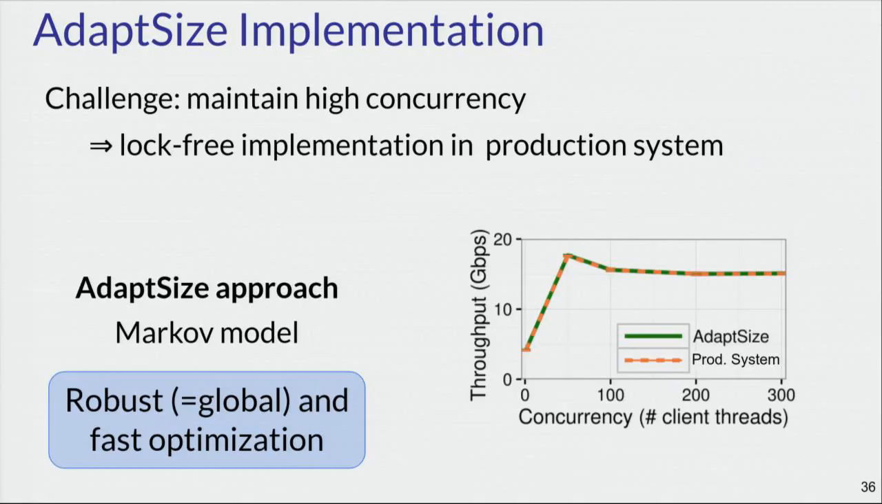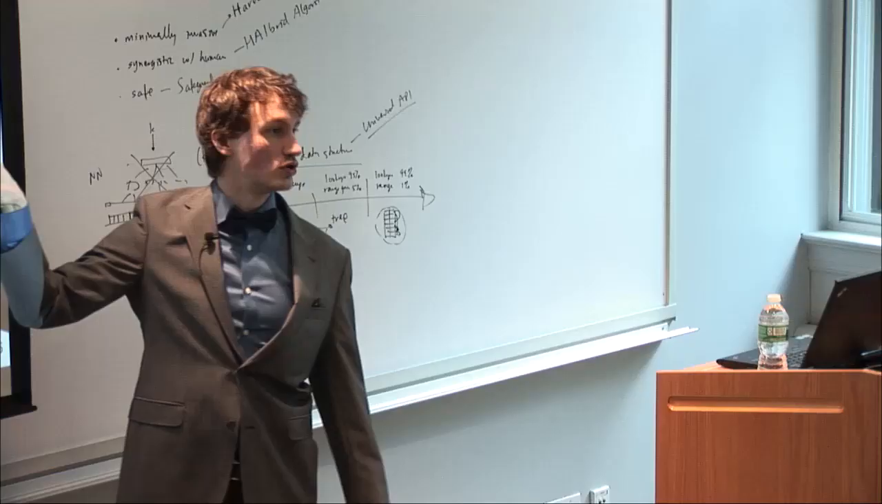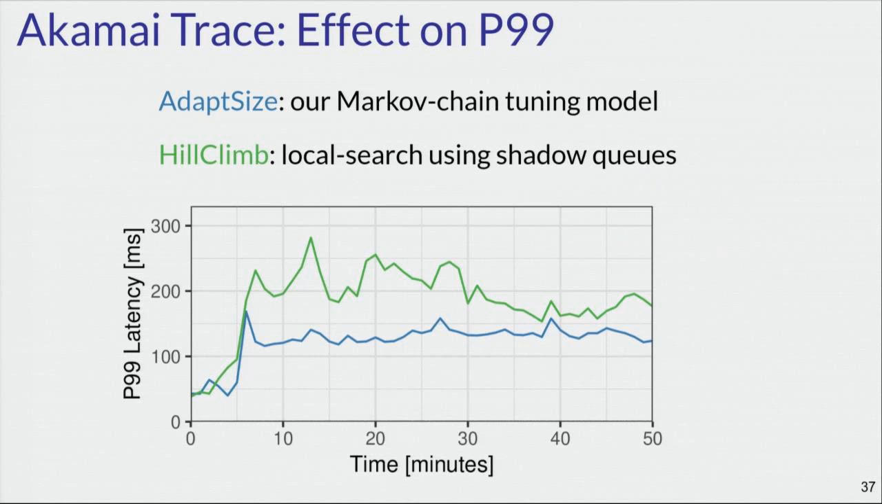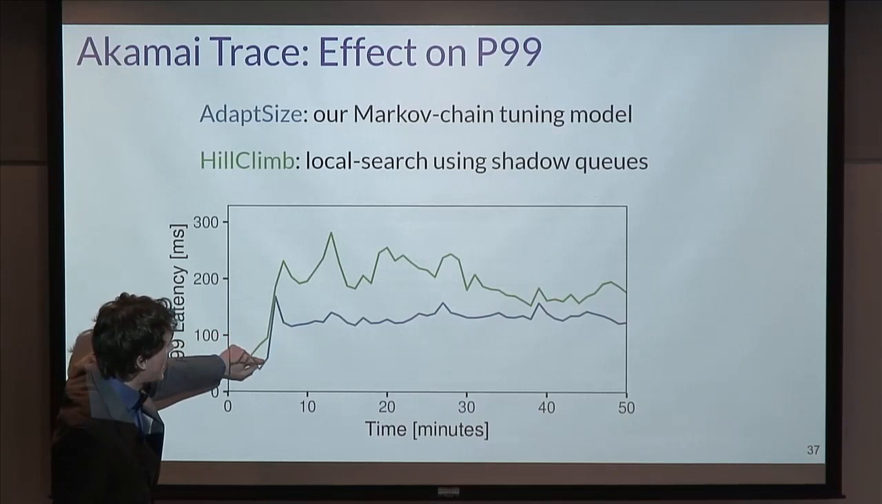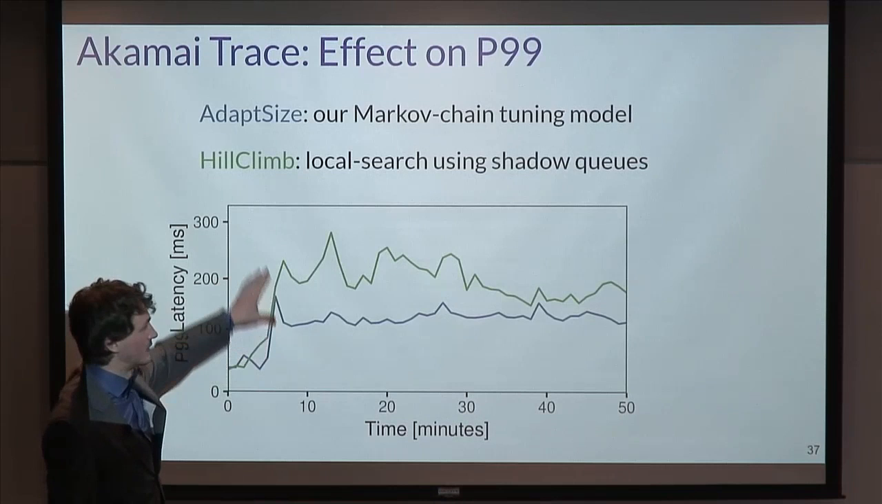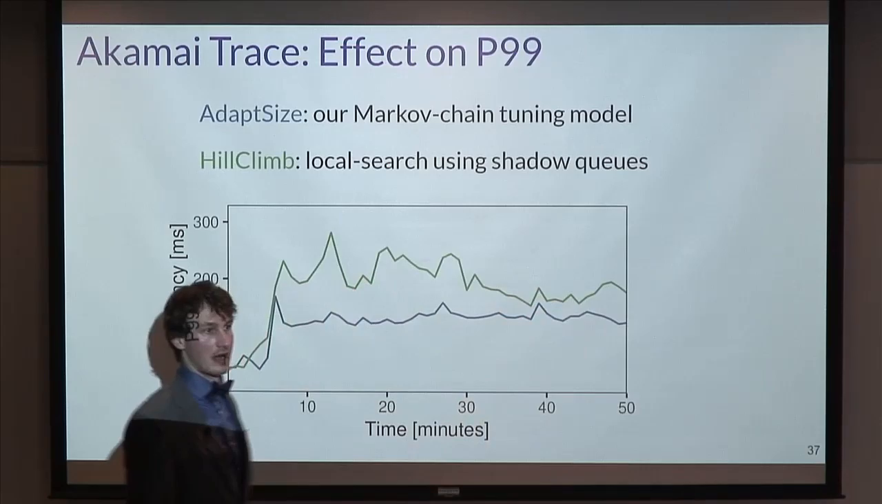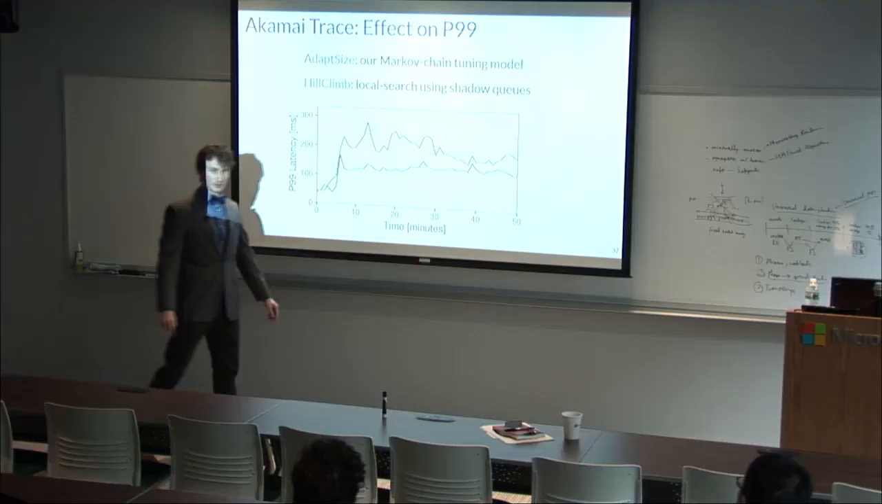And so as the end effect, the throughput of the system, when you compare the orange line as a production system, green as AdaptSize, at different levels of concurrency, there's no noticeable difference in throughput. But we get a huge improvement in P99. Here we're showing AdaptSize in blue compared to the second best system, hill climb. And around this time in the trace happens to be a change in the workload where a different parameter needs to be chosen. And you can see how both of these shoot up initially, but AdaptSize corrects within less than a minute. And hill climb takes a while to go down and then gets stuck in some suboptimal parameter range. So again, we get a pretty large reduction in P99 request latency.